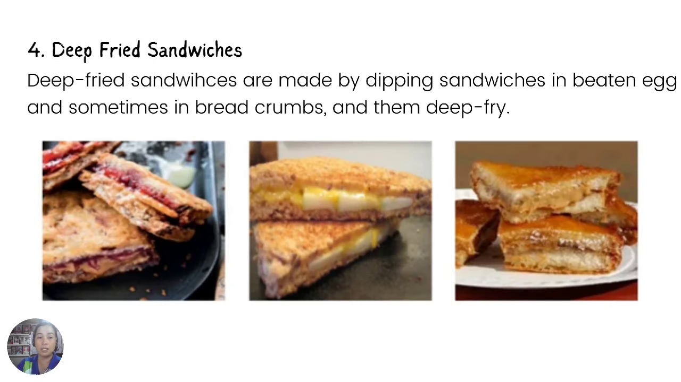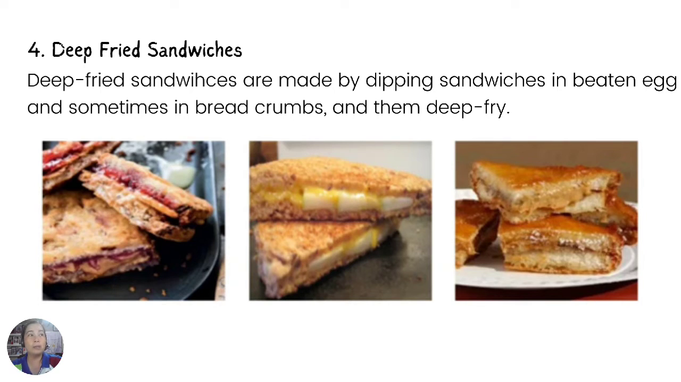So that's grilled sandwiches. Then we also have what we call deep fried sandwiches under hot sandwich. When we say deep fried, of course, we use oil, and yung method of cooking is deep frying. So deep fried sandwiches are made by dipping sandwiches in a beaten egg first, no, dinip muna sa beaten egg, and sometimes in breadcrumbs and then deep fried. Okay, so example here ay yung mga nakikita nyo.